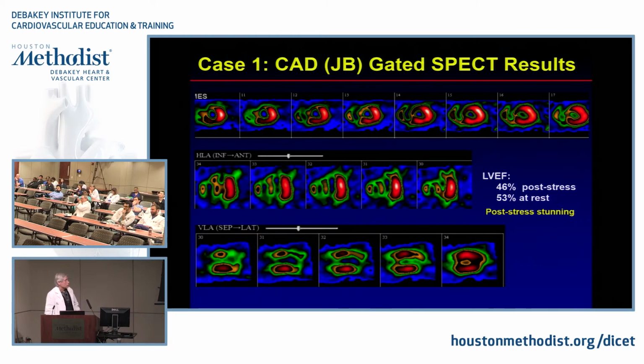So Mohammed, what high-risk features does this patient have? Well, multivessel disease. Multivessel disease pattern. Drop in their ejection fraction with stress. Low ejection fraction. And then more than 20% ischemia defect. Okay, so large areas of ischemia, post-stress stunning. Okay, he's got almost every risk factor that we think about.